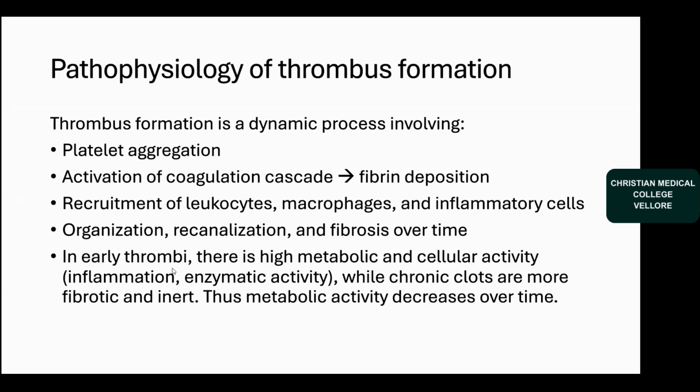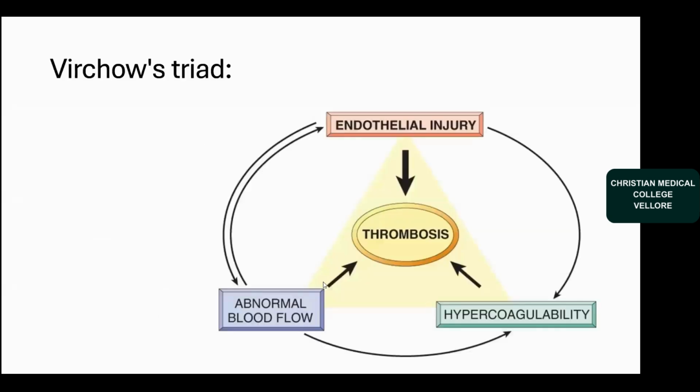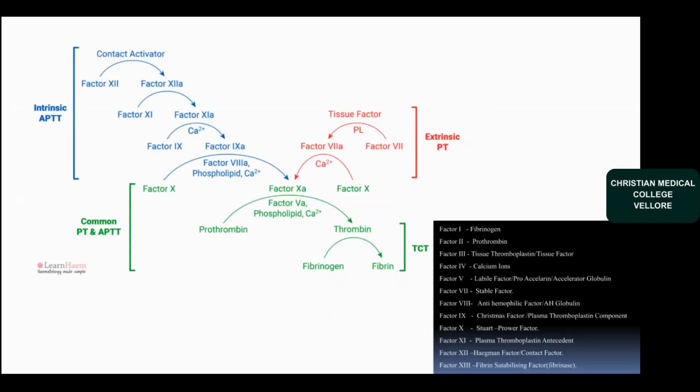So, in early thrombi, there is high metabolic and cellular activity, while chronic clots are more fibrotic and inert. So the metabolic activity decreases over time. If we look at the etiology of thrombosis, we look at Virchow's triad: endothelial injury, hypercoagulability, and abnormal blood flow. These are the important causes of thrombosis.